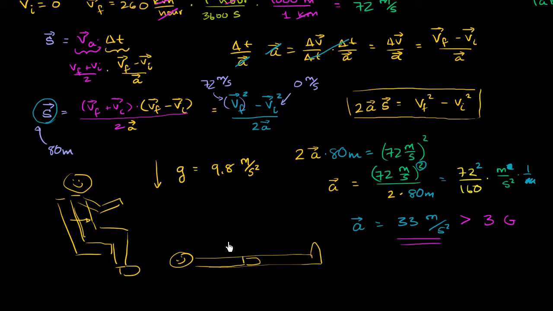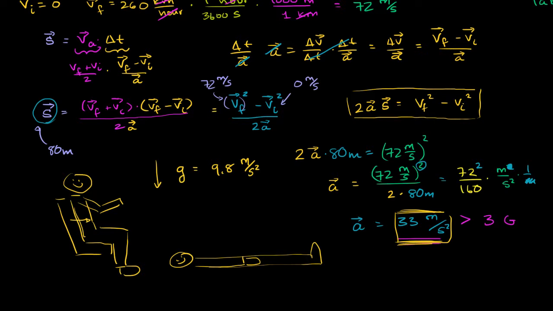Now, the other question that we can ask ourselves is, how long will it take to get catapulted off of this carrier? If he's accelerating at 33 meters per second squared, how long would it take him to go from 0 to 72 meters per second? So after 1 second, he'll be going 33 meters per second. After 2 seconds, he'll be going 66 meters per second. So it's going to take him a little bit more than 2 seconds.